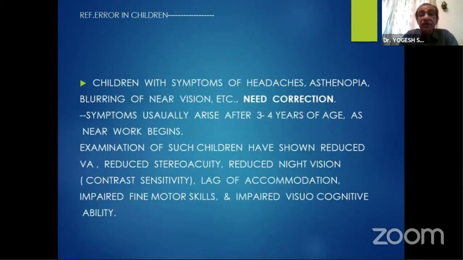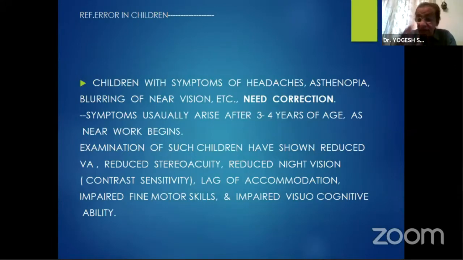Children with symptoms of headaches, asthenopia, blurring of vision, etc. need correction in hyperopia. Symptoms usually arise after 3-4 years of age as the near work begins. Examination of such children has shown reduced visual acuity, reduced stereoacuity, reduced night vision, reduced contrast sensitivity, lack of accommodation, impaired fine motor skills, and impaired visual cognitive ability. So if the hypermetropia is 4 or more after 4 years, you remember that cutoff line, it has not improved, it can cause these problems, and therefore it should be treated and needs correction.